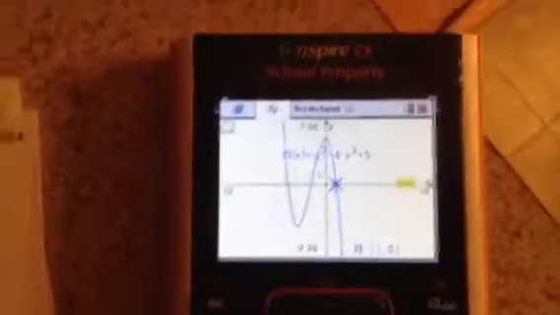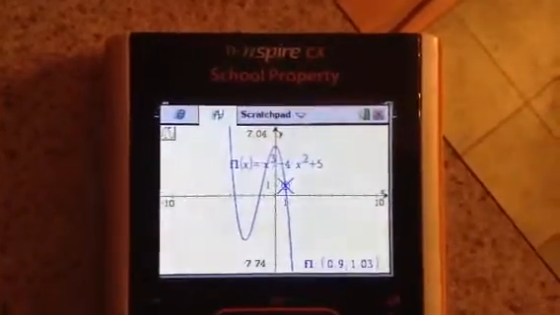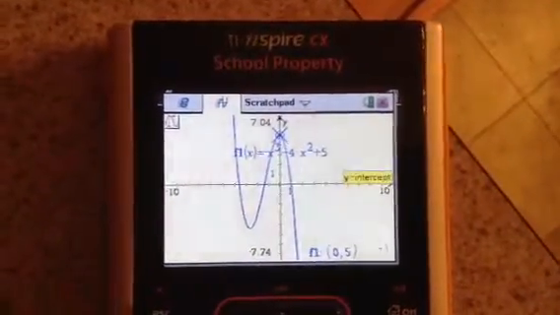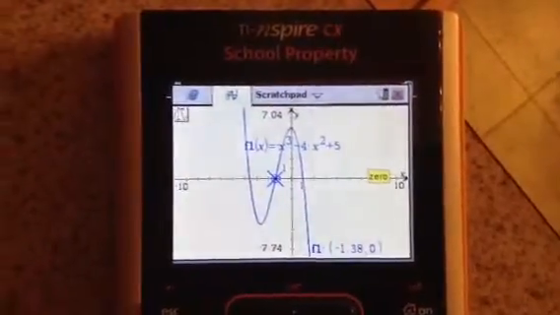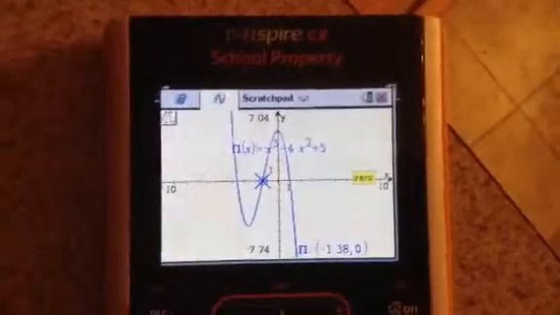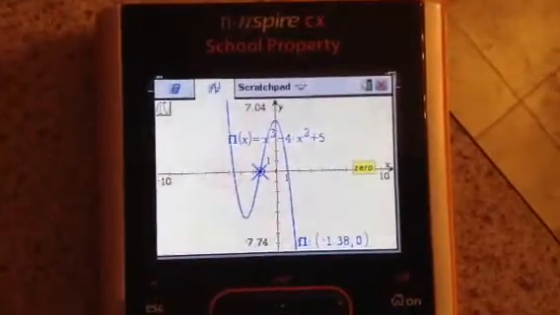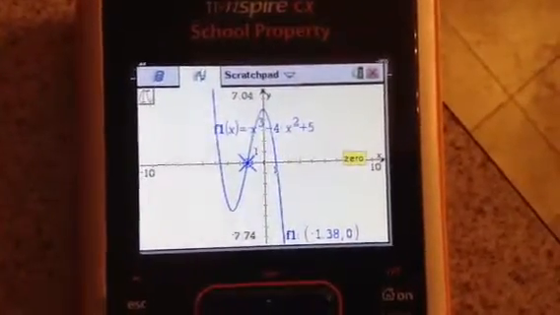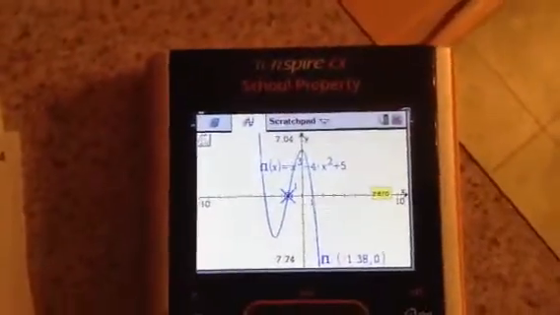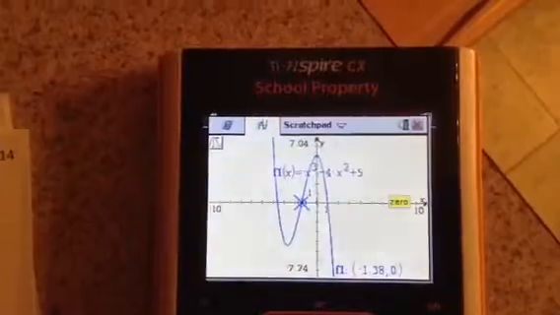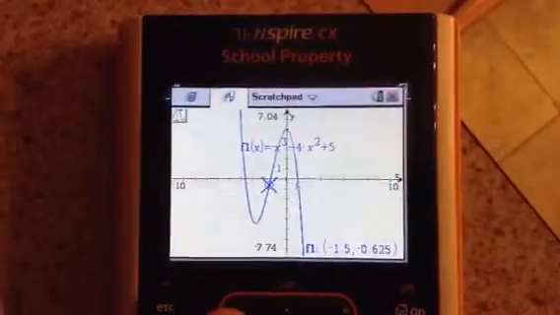And I'm going to go over here again, and I'm going to press to the left until I get to another one. Alright, there's one. Negative 1.38. So the book is asking you to kind of find consecutive integers.